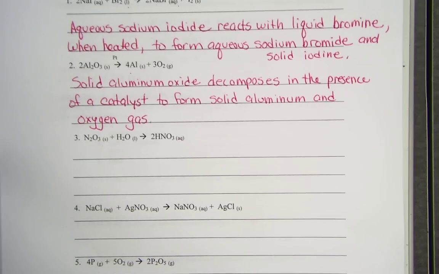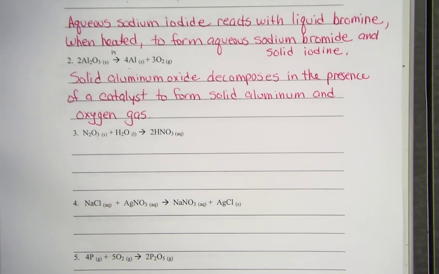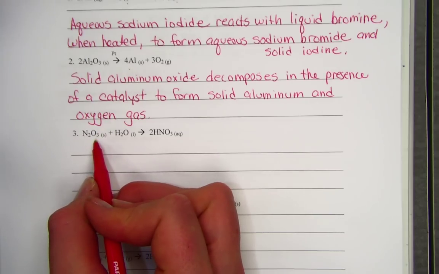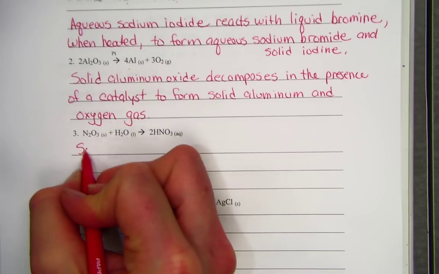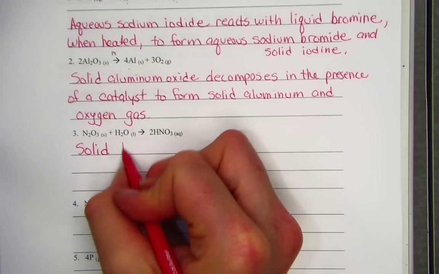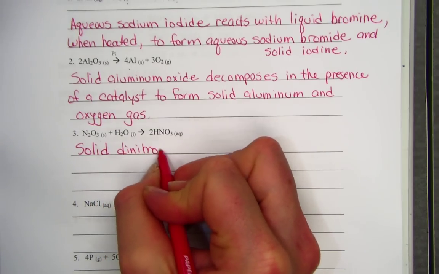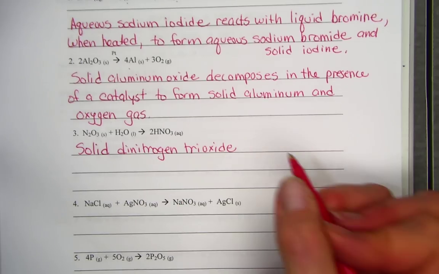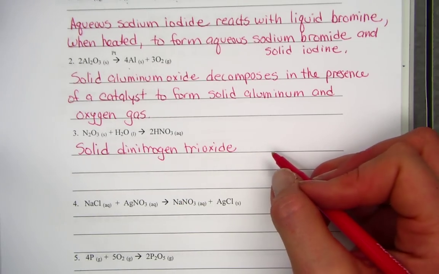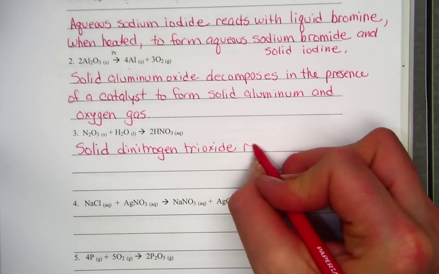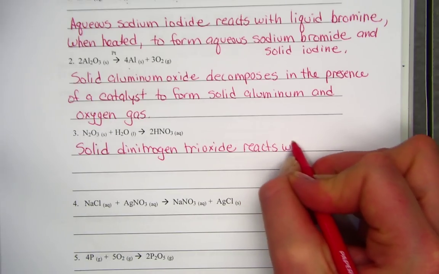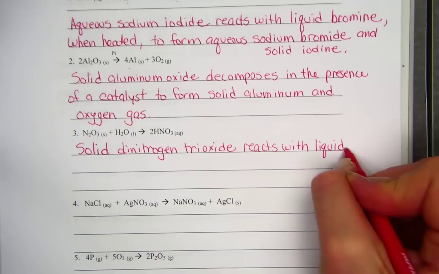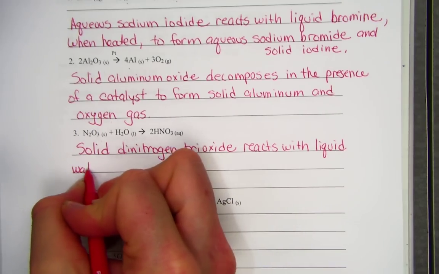Number 3, N2O3 is a molecular compound built of 2 nonmetals. Binary molecular compounds use prefixes. I'll start this sentence by saying solid dinitrogen trioxide. Hear those prefixes indicating molecular compound. The plus sign will be reacts with, so we have a verb. Liquid water for the H2O little l, liquid water.